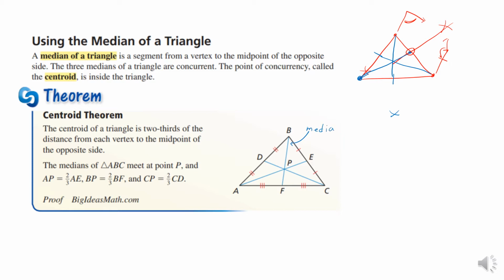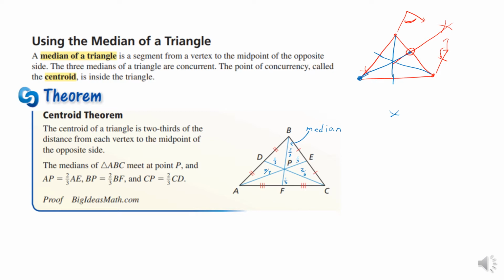So these are the actual medians. Where the medians intersect is called the centroid. Now, what's special about the centroid? It is 2/3 of the distance from each vertex to the midpoint of the opposite side. So you look at this and you go, okay, this is the shorter side, so this is 1/3, and this is 2/3. Okay, this is the short side, so this is 1/3, this is 2/3. So you do have to pay attention. There will always be a 1/3 and a 2/3. So make sure you're looking at which is the longer and which is the shorter.